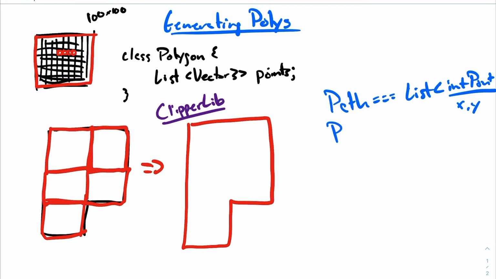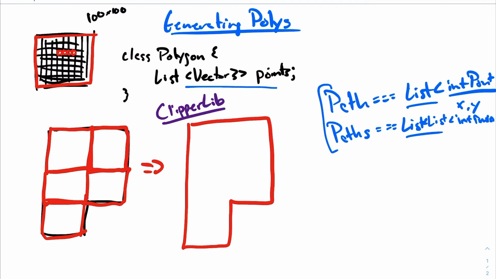And then they also have an object that's called paths, plural, which is a collection of polygons. And a collection of polygons is really just a list of these, right? So a list of lists of int points, right? So whenever you see paths or path, really it's just a rename of a list or a list of points, which is exactly the same thing that we sort of defined here.